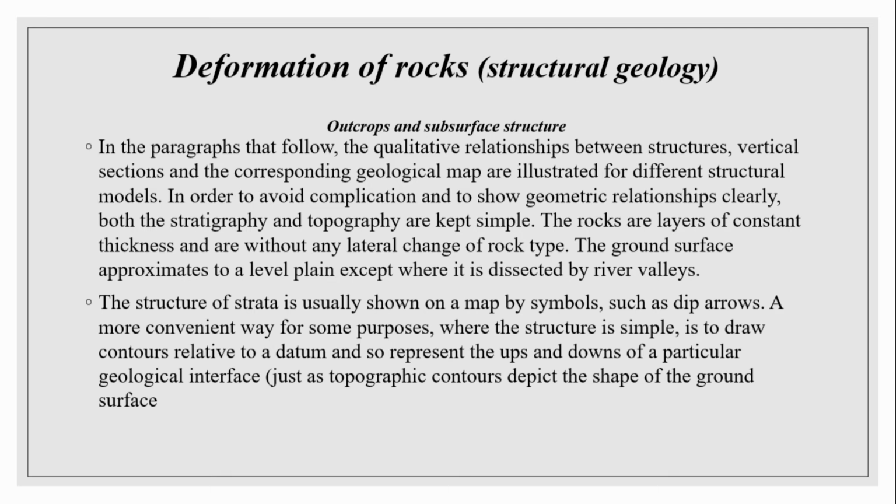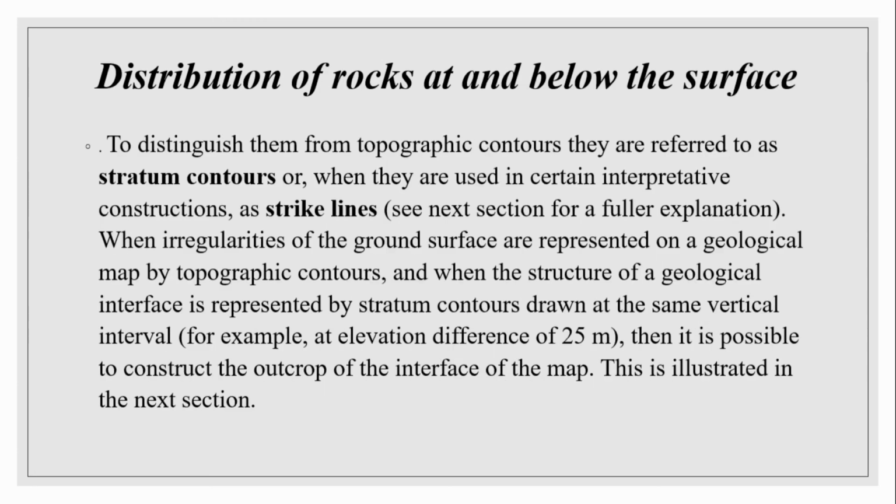The ground surface is likely to be irregular. In the paragraphs that follow, the qualitative relationship between the structures in the vertical sections and the corresponding geological map are illustrated for different structural models. The distribution of rocks below the surface, and an interface, is usually a plane separating two different layers.